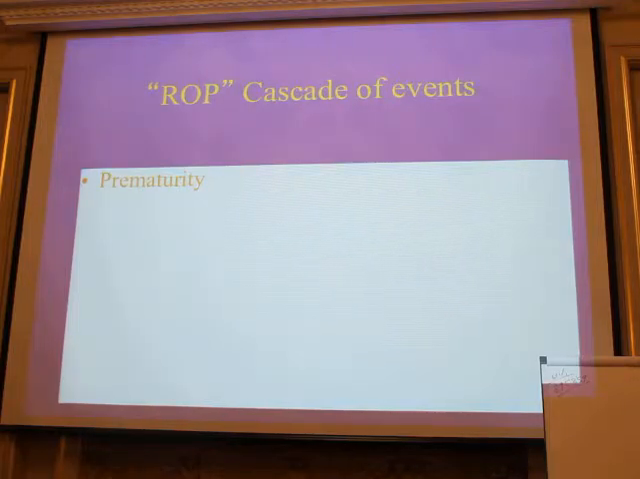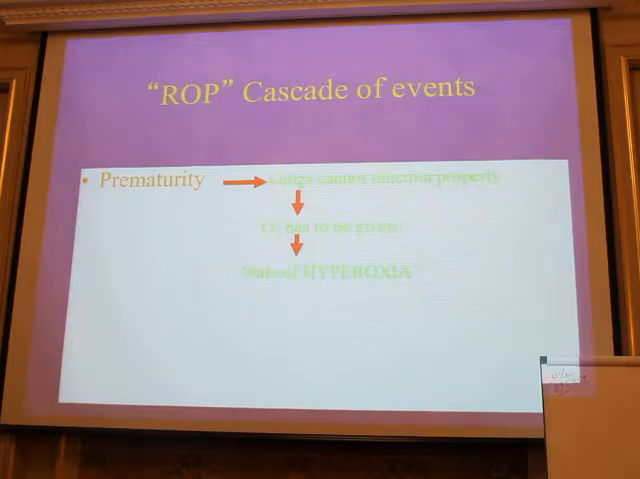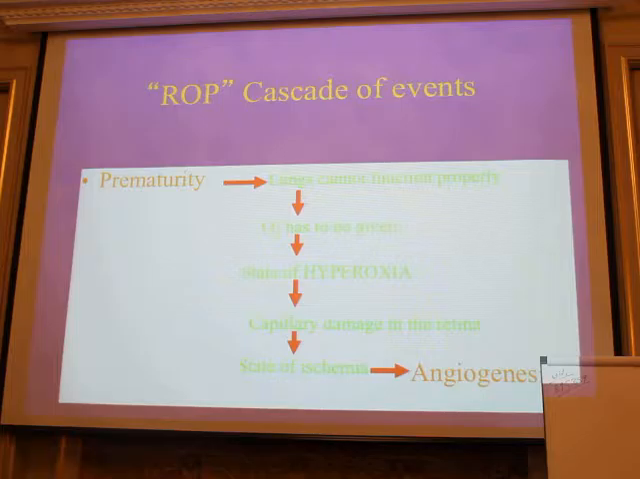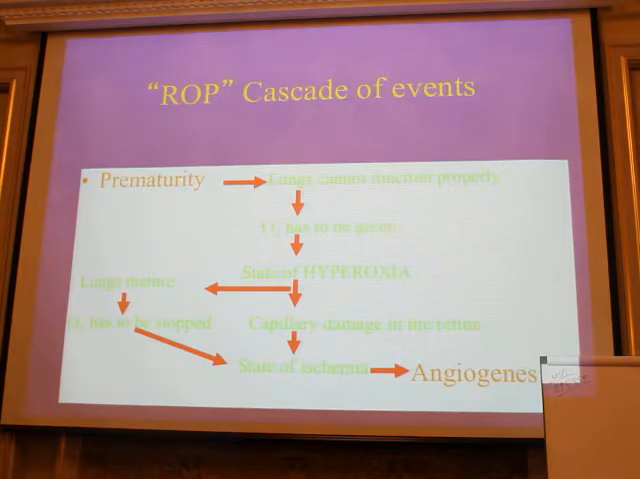What is the cascade of events? I'm sure you guys are aware of it. Basically, prematurity means the lungs do not function properly, then oxygen has to be given, which leads to a state of hyperoxia, capillary damage in the retina, a state of ischemia, and angiogenesis. Now, of course, I really like to keep this in mind: often the lungs mature and the oxygen is stopped and the pediatricians are all relaxed and happy, khalas, we're done. They want you to see the baby as a routine or as a courtesy, and you see that the ischemia is worse.